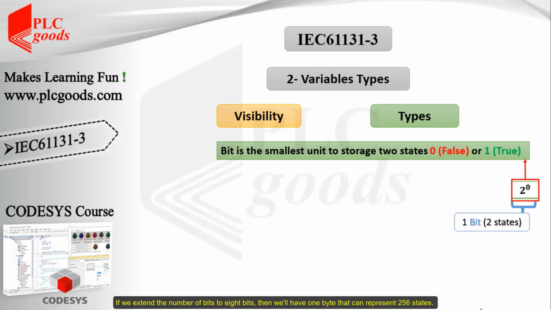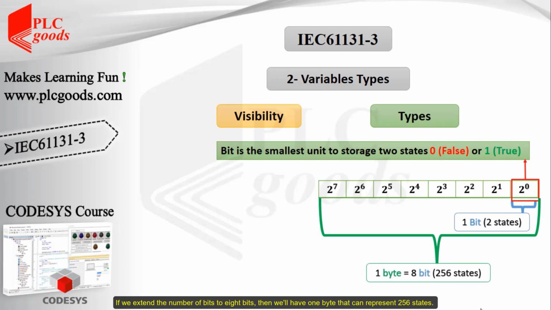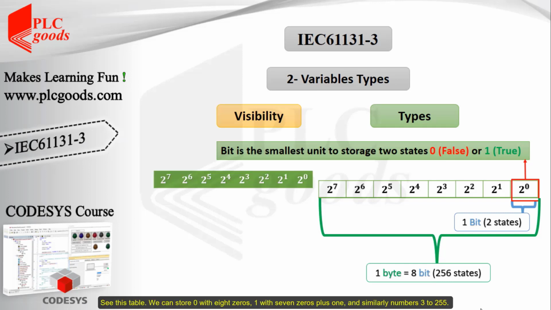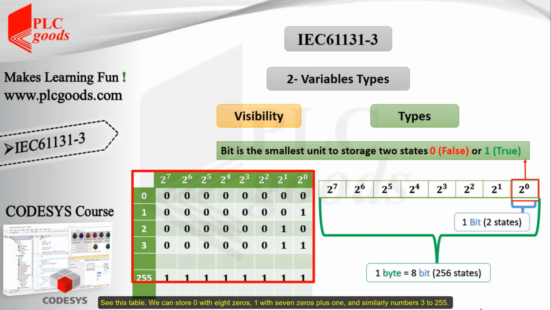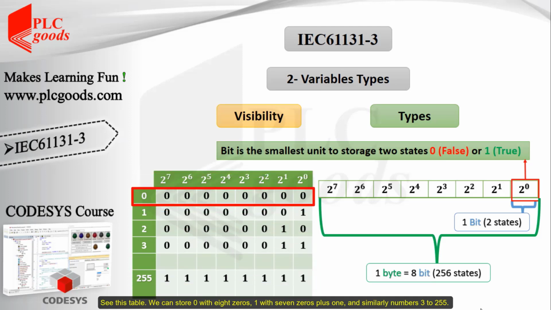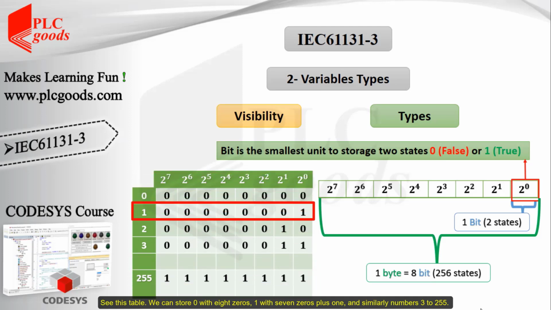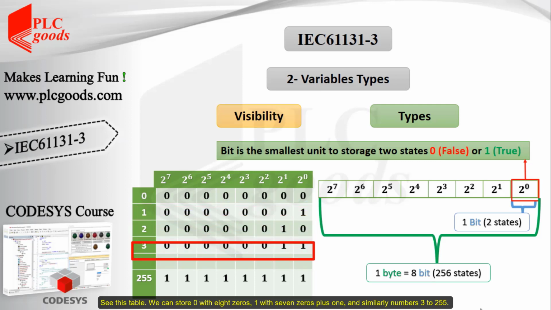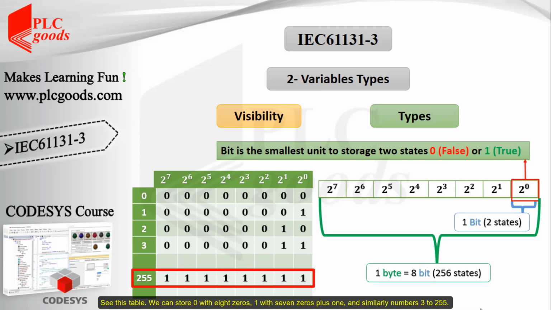If we extend the number of bits to 8 bits, then we will have 1 byte that can represent 256 states. See this table. We can store 0 with 8 zeros, 1 with 7 zeros plus 1, and similarly numbers 3 to 255.